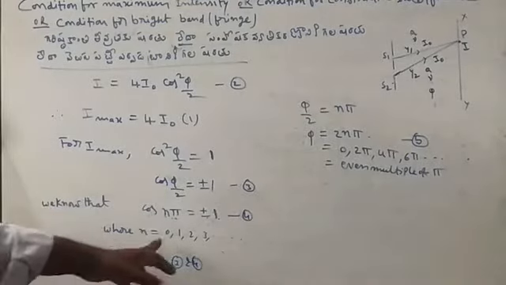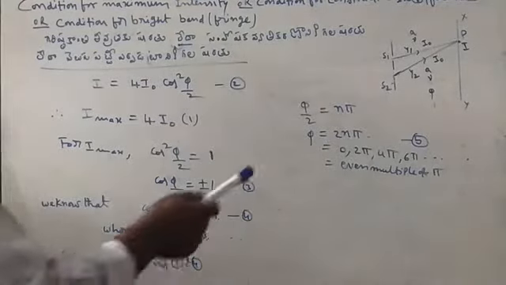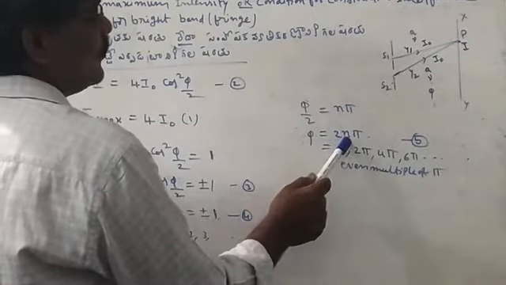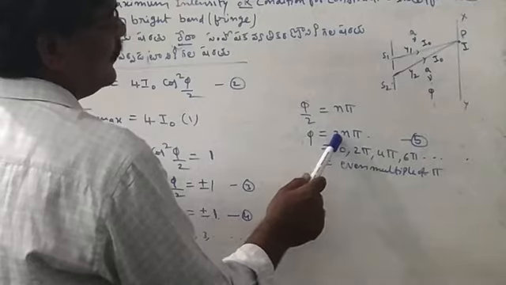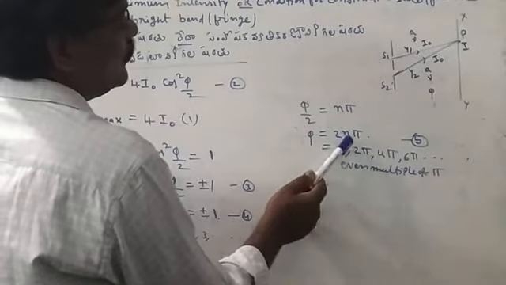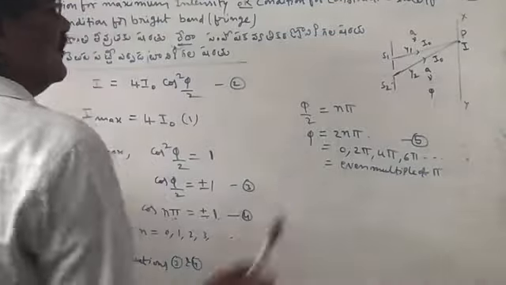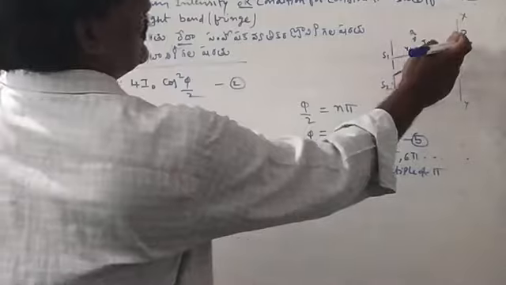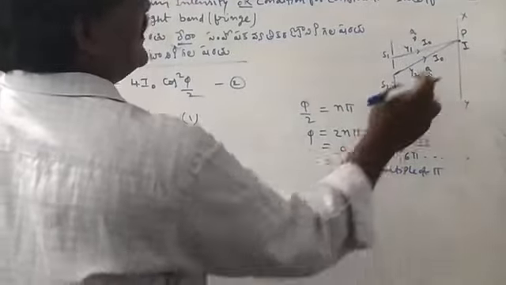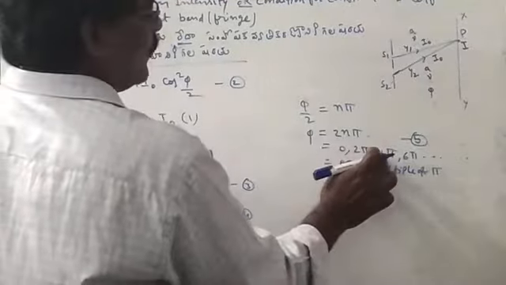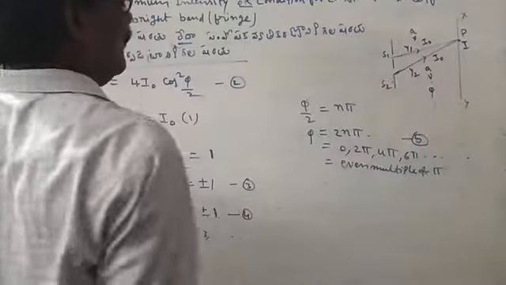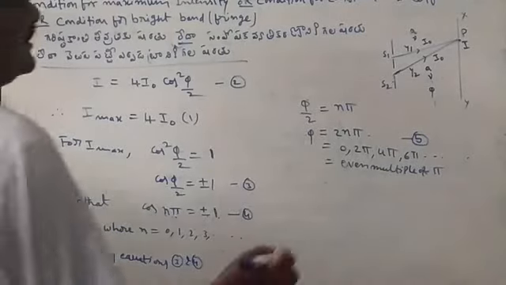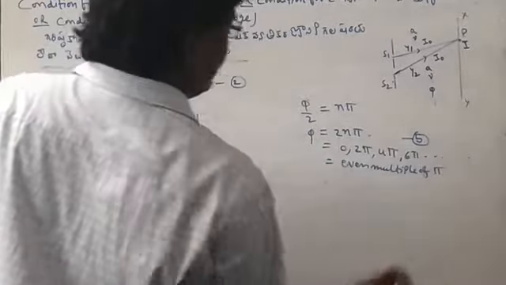Where n is equal to 0, 1, 2, 3 and so on. First substitute 0. N is equal to 1, 1 into 2, 2 pi. N is equal to 2, 4 pi. N is equal to 3, 6 pi, and so on. When phi is equal to 0, the intensity is maximum at P. Phi is equal to 2 pi, the intensity is maximum. Phi is equal to 4 pi, the intensity at P is maximum. That means when phi is an even multiple of pi, the intensity is maximum at P.